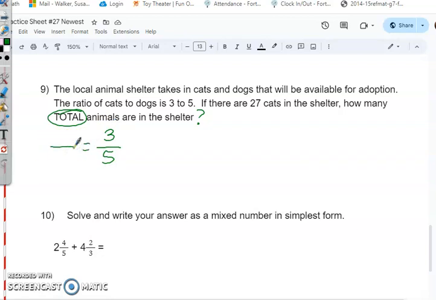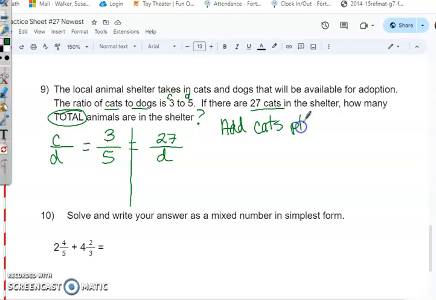What do I know about 3? Well, that's cats to dogs. Okay. What I know is that there are 27 cats. And my job is to find D, the number of dogs. Why do I need dogs? Because I need the total. So at the end, I need to add cats plus dogs. So this is 2-step. First find the dogs, then you can find the total.